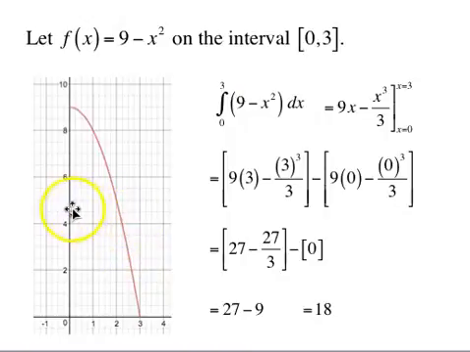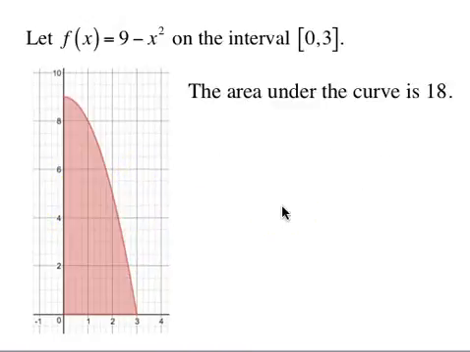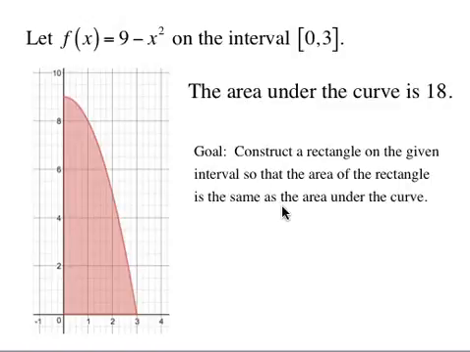So if we had to have one y value to describe this function, what would it be? Well, again, the area under the curve is 18. We've done that. Here's our goal. We want to construct a rectangle on the given interval from 0 to 3 so that the area of the rectangle is the same as the area under the curve. Now, the area under the curve is 18. If the width of my rectangle is 3, what does the height of the rectangle have to be so that the area of the rectangle is 18, that is the same as the area under the curve?